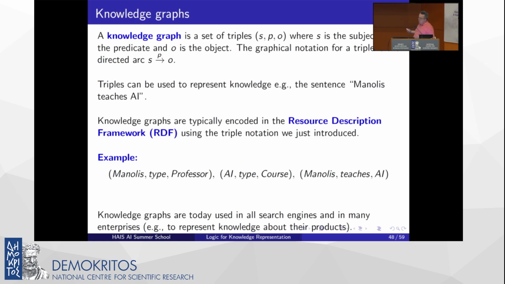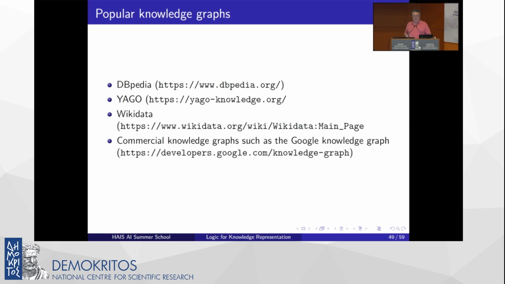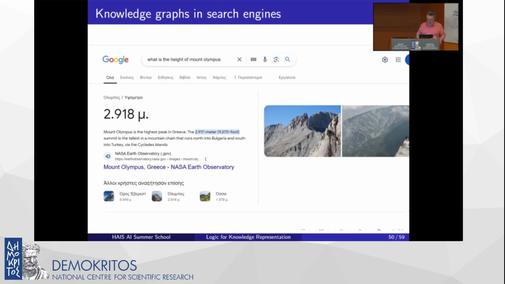Now, knowledge graphs are important because they are used today, okay? Maybe you don't like logic, maybe you like very simple things like knowledge graphs. They have a lot of applications. The most popular knowledge graphs are DBpedia, Yago, and Wikidata that are open source. You can check them out. But search engines also have their own knowledge graphs, like Google, for example. And they are used by search engines.